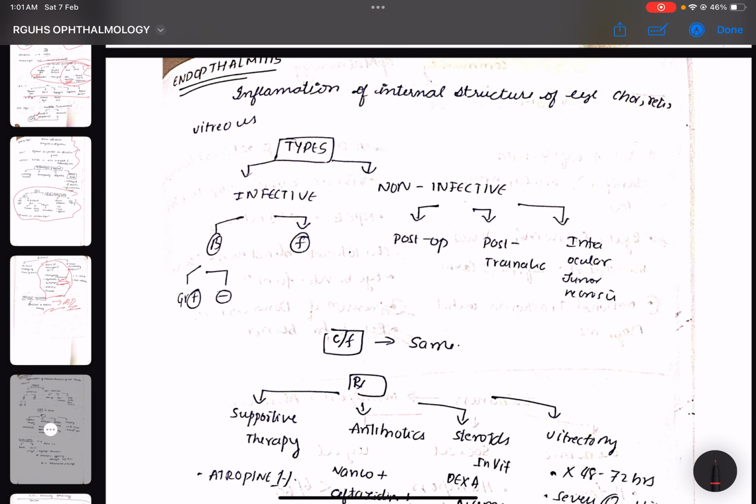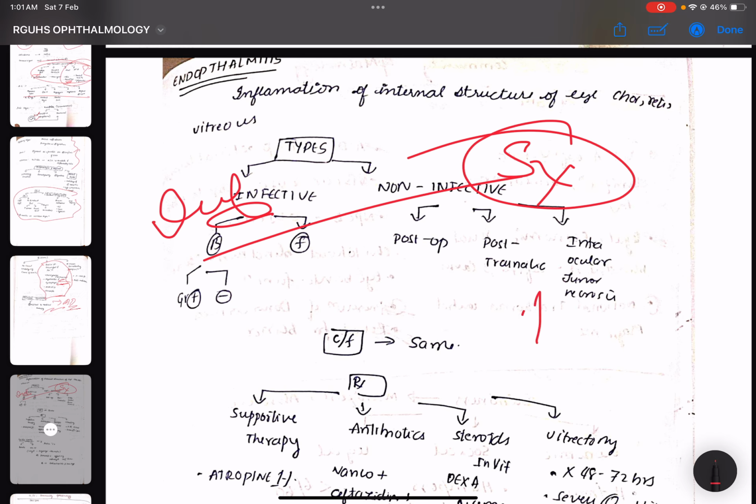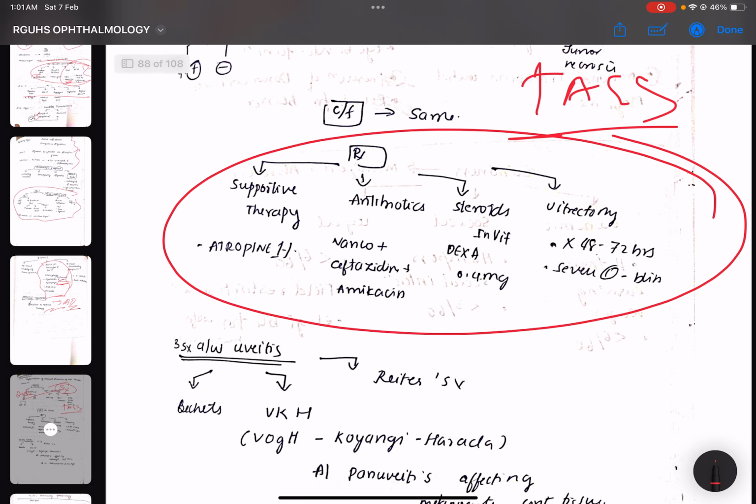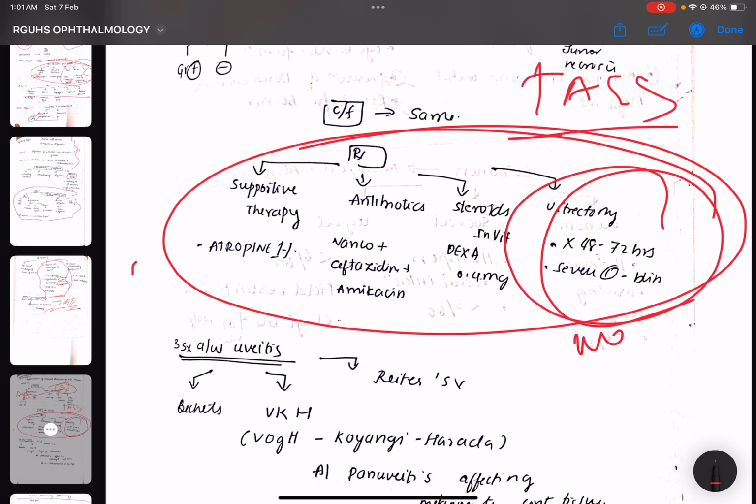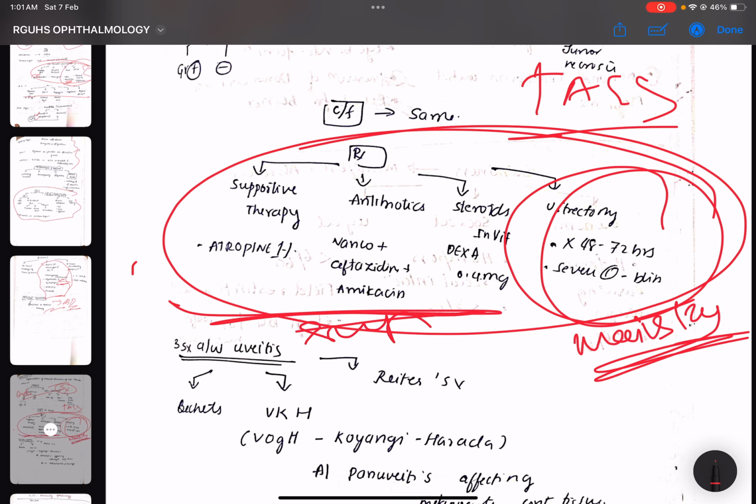Endophthalmitis, again, if the whole of the retina and vitreous is getting inflamed, that is called endophthalmitis. It might be basically surgical or an infective thing. I think you know about TASS also. That is not equivalent, but a subset of endophthalmitis. The clinical feature is the same. Again, this is the mainstay, but these are the supportive treatments. Again, three syndromes which can be associated with uveitis: Behcet's, VKH, and Reiter syndrome. You can just remember it.